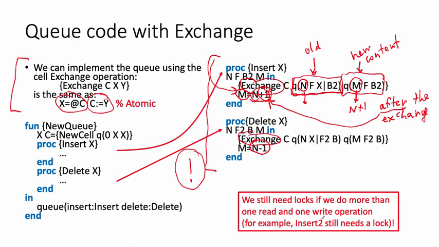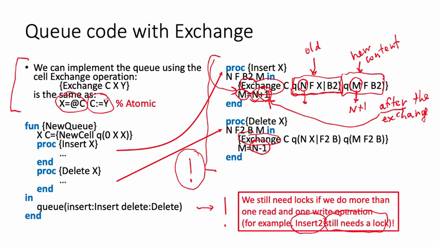Of course, if you want to do insert 2, you will still need a lock. It's not going to do magic. If you want to do insert 2, you will be doing 2 inserts, and that means 2 exchange operations. That means 2 operations, so you will need a lock, because otherwise the scheduler can still stop in the middle. Okay? So if you want to do insert 2, you will still need a lock. But for the simple insert and delete, you will have a very efficient operation.